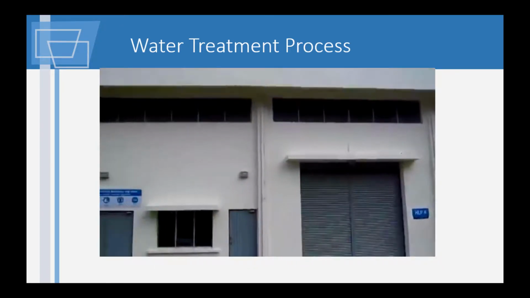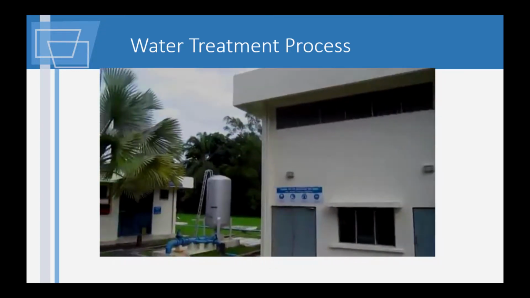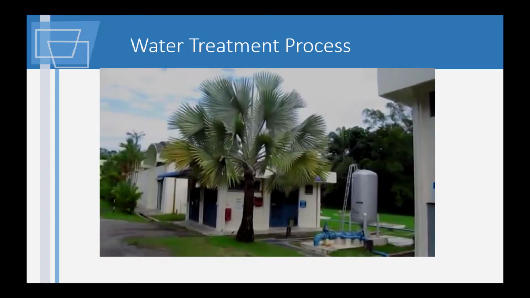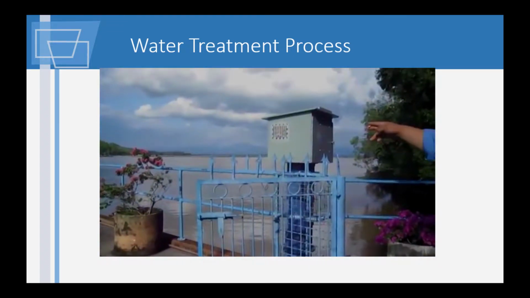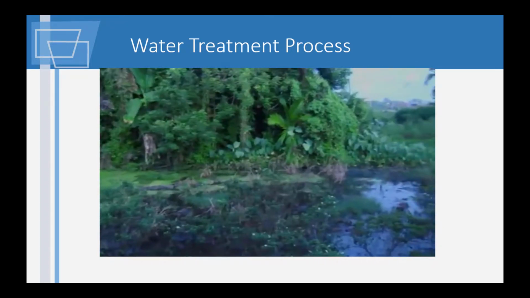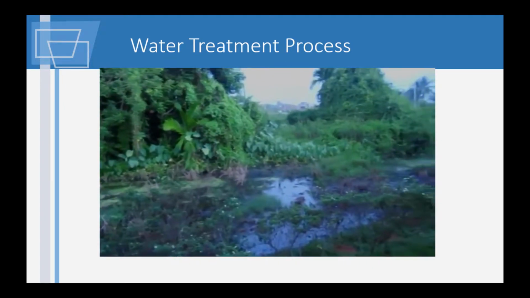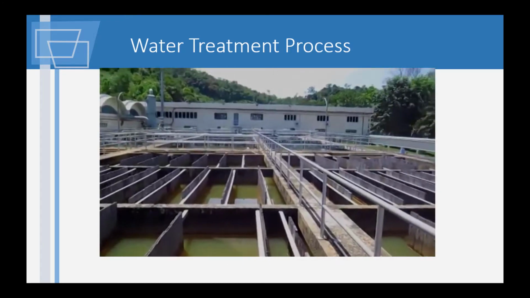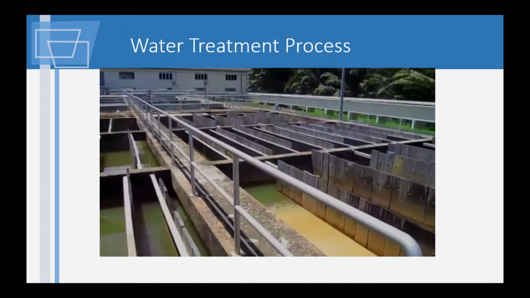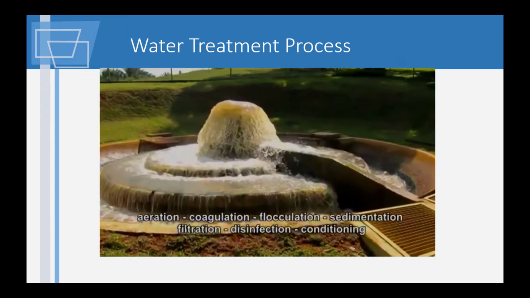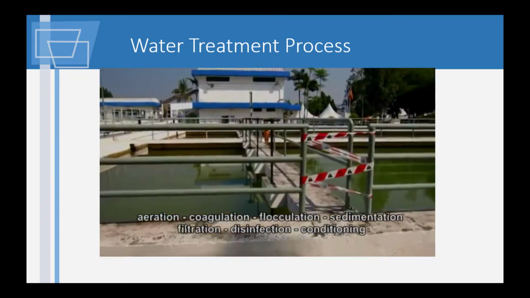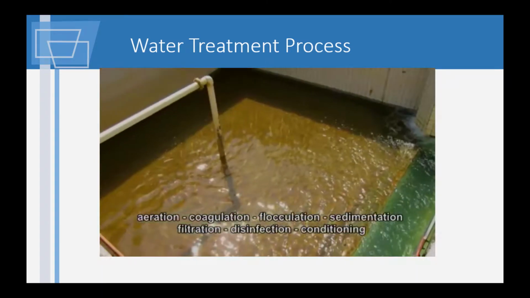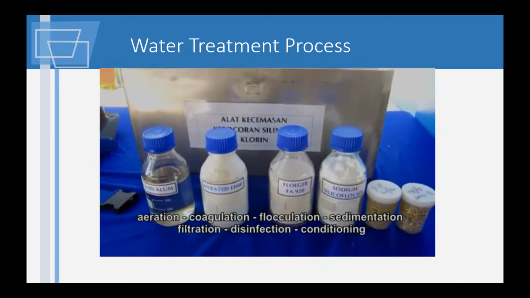Water supplied to consumers has actually been through a few processing and treatment stages before being distributed. Rain that falls into the dams or rivers flows to the water intake where it will be pumped to the water treatment plant. Here, the raw water is treated by going through the process of aeration, coagulation, flocculation, sedimentation, filtration, disinfection and conditioning.